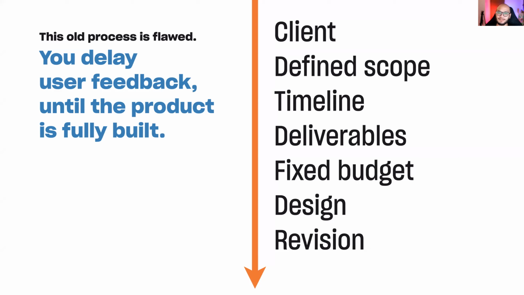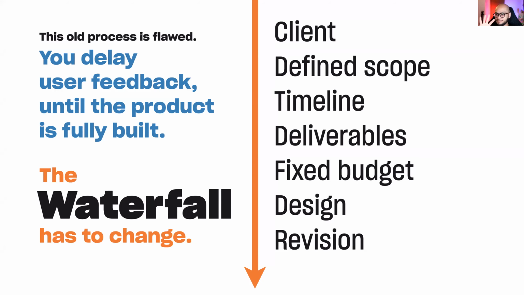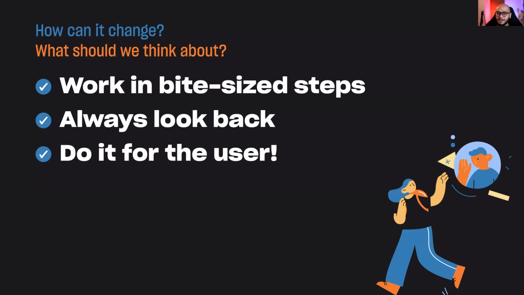So again, the old process is flawed. If you delay user feedback until the product is fully built, it will all go wrong. So the waterfall has to change. How should it change or how could it change? You work in bite-sized steps. You always look back and you do it for the user.